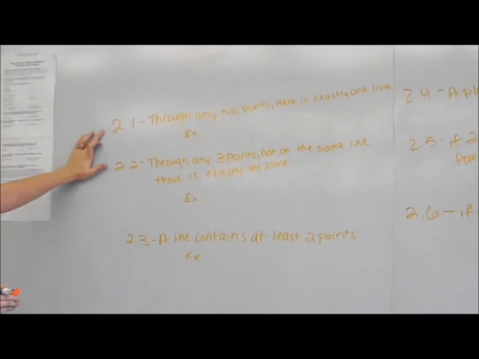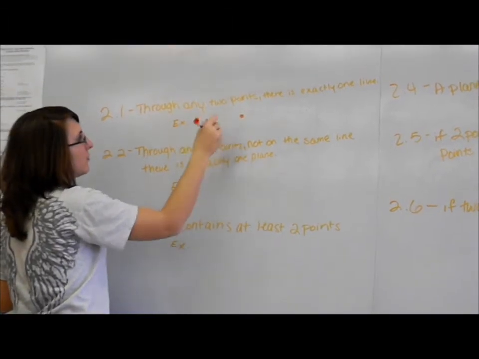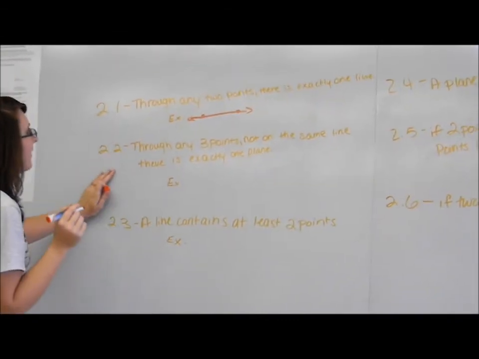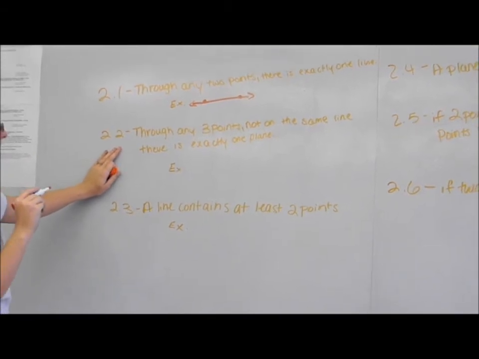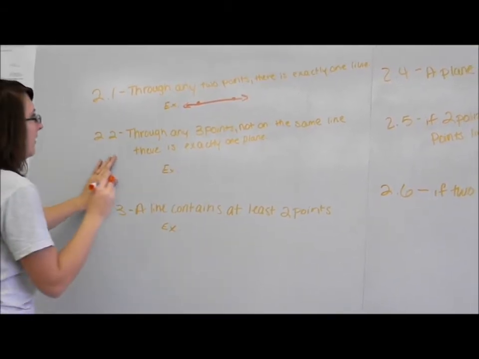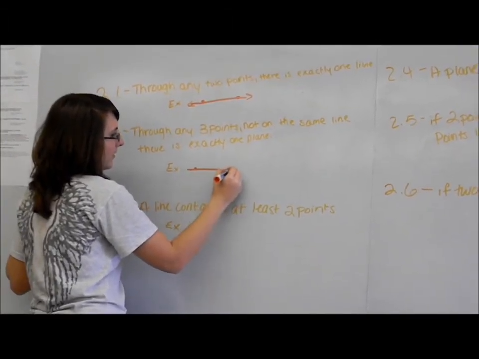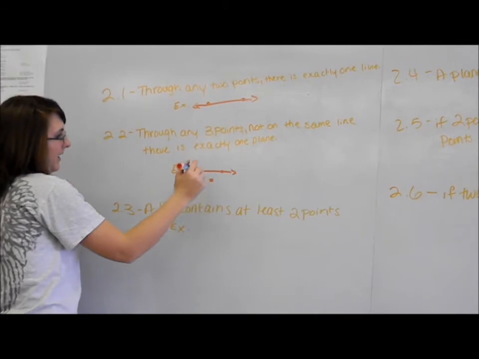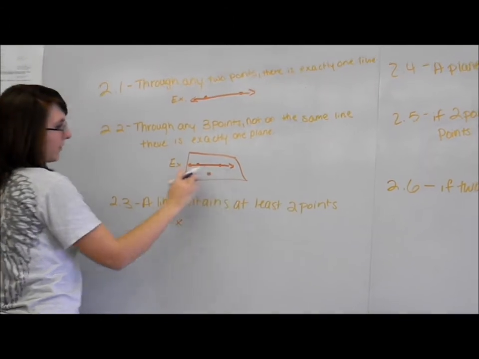Okay, for postulate 2.1, it says through any 2 points there is exactly 1 line. So for example, we have 2 points here, and those 2 points have 1 line going completely through them. And then for 2.2 it says through any 3 points not on the same line, there is exactly 1 plane. So say for instance we have these 2 points on the same line, but then we have this point right here, which does not go on this line. You would have 1 plane that holds all 3 of those.